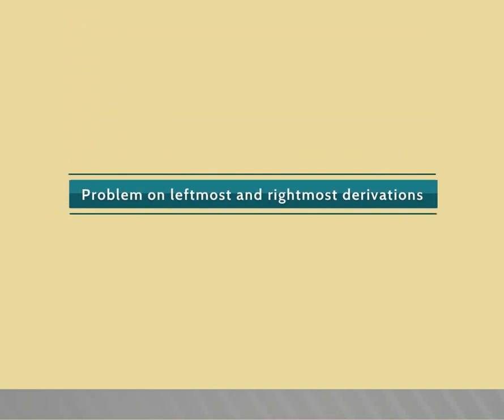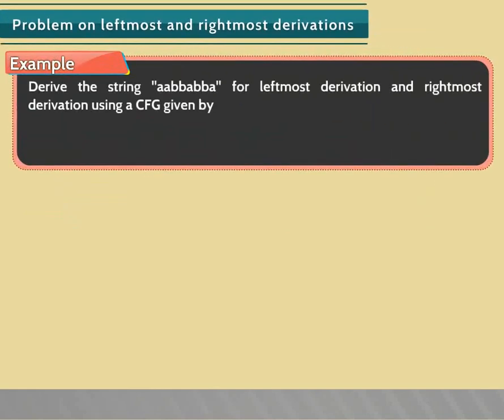Problem on leftmost and rightmost derivations. Example: derive the string aabbabba using leftmost derivation and rightmost derivation using a CFG given by S → aB or bA, A → a or aS or bAA, B → b or bS or aBB.